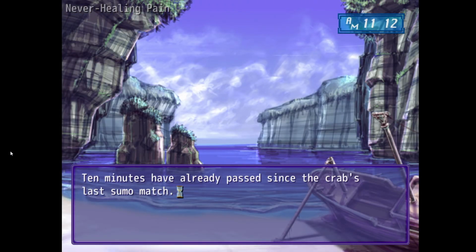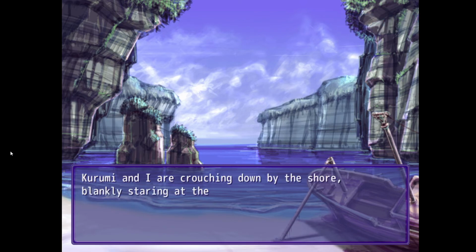10 minutes have already passed since the crab's last sumo match. This is definitely longer than half an hour, isn't it? Yep. It's almost an entire hour.